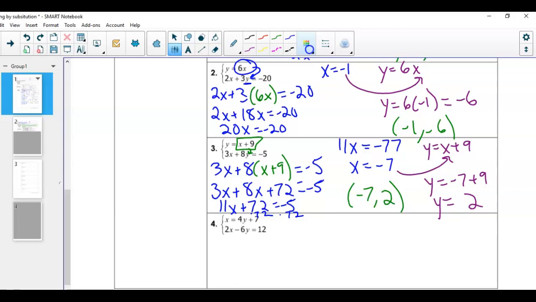If you're looking for, is this going to be one solution, infinitely many, or no solution when you solve these, the last 2 that we just did didn't have variables on both sides. That automatically means it's going to have one solution.